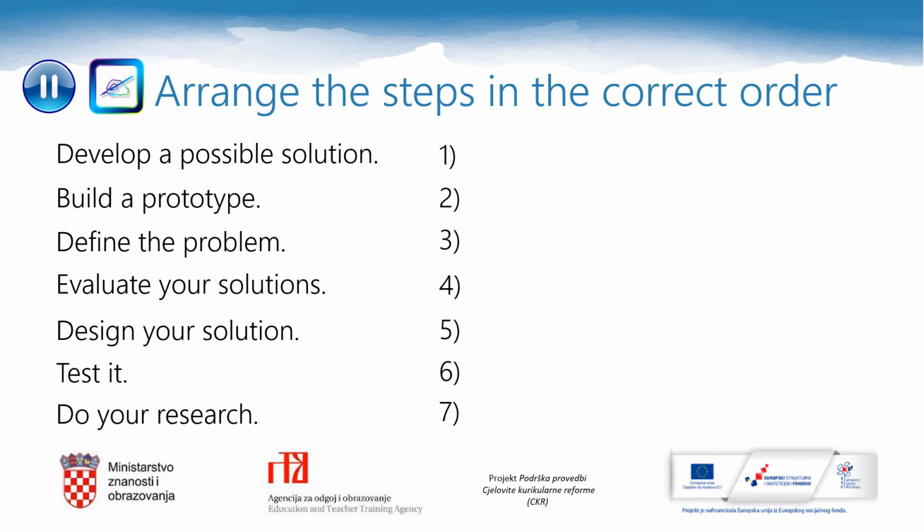Now you should arrange these steps of finding a solution to a problem in the correct order. The steps are: develop a possible solution, build a prototype, define the problem, evaluate your solutions, design your solution, test it, do your research.